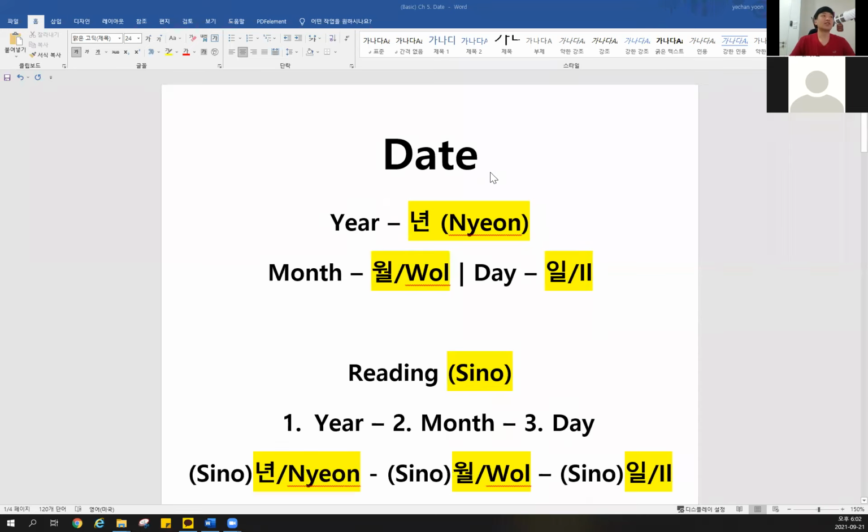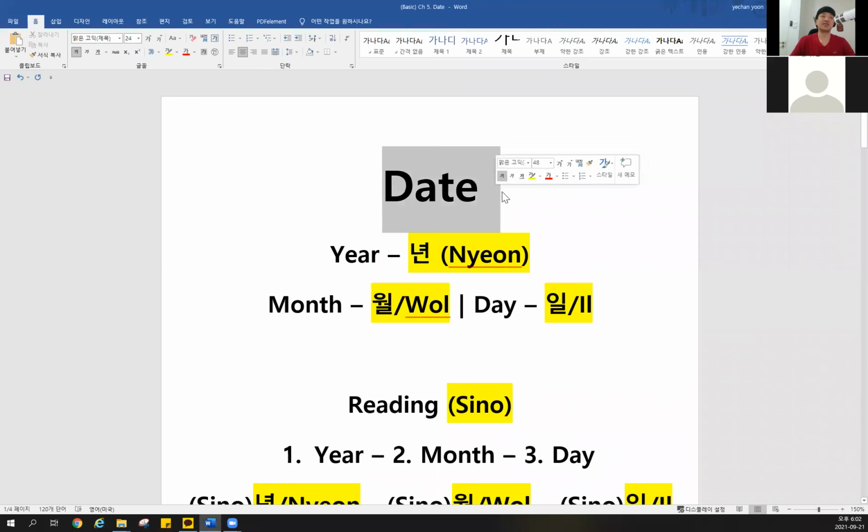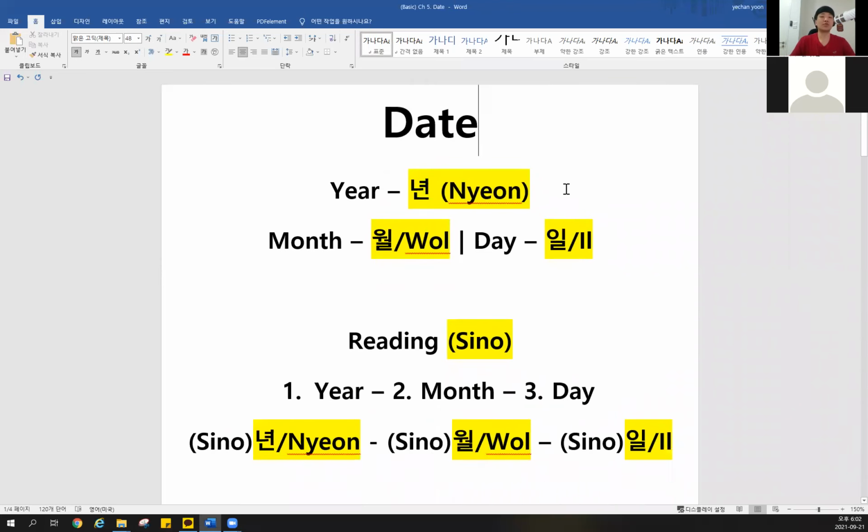So today we're going to learn about the date. In South Korea, there are several words for describing different parts of the date. Year is pronounced as 년. Next, month is said with 월. Day is said with 일. It's not that difficult, is it?